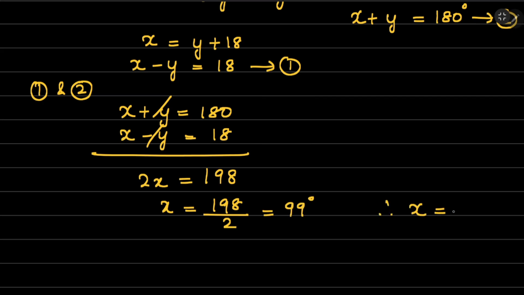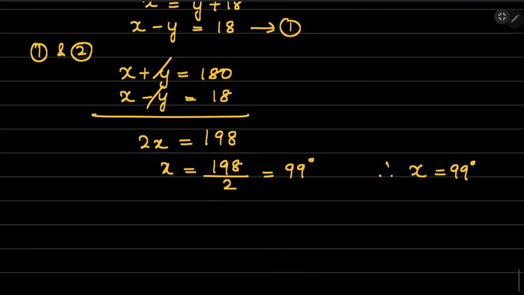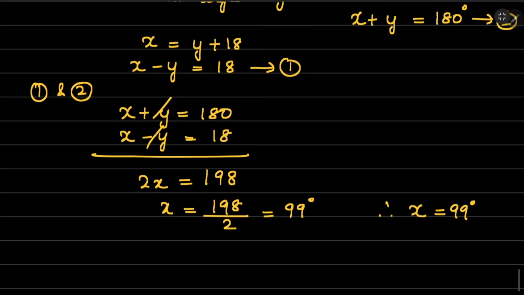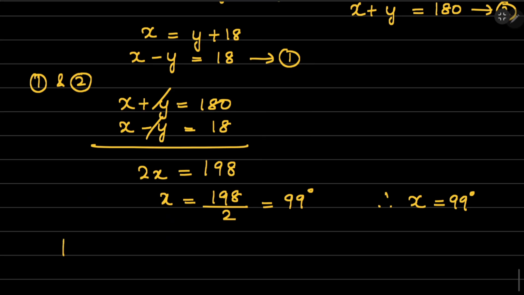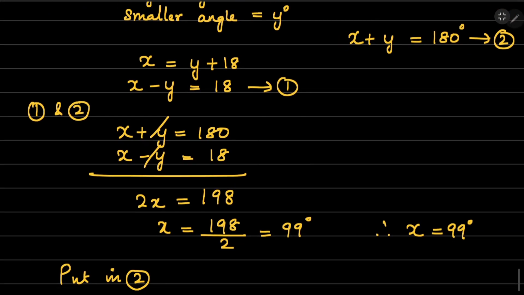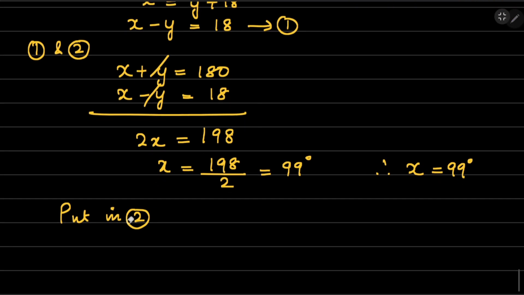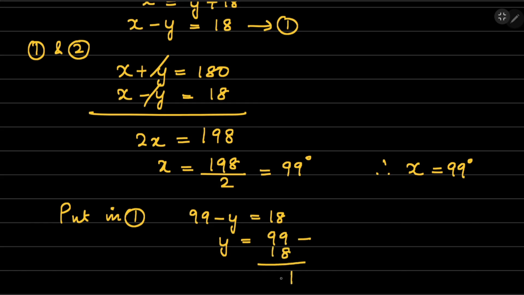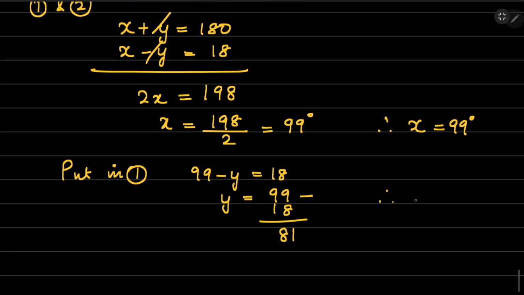Therefore, you are getting one of the angles is 99 degrees, which is the larger angle. Put it in any one of the equations, equation 2, or you can put it in the smaller one, equation 1. Right? x is 99, so 99 minus y equal to 18 degrees. So what is y? y will be 99 minus 18. So 9 minus 8 is 1, 9 minus 1 is 8. So therefore, your y is equal to 81 degrees.